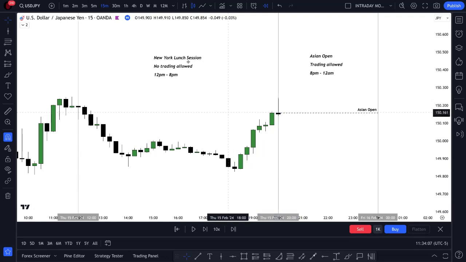So, since this is a dead zone, you wait for the next live session, which would be the Asian Open or the Asian Kill Zone. And that's from 8 p.m. to 12 a.m. All these times are in New York Eastern Standard Time. I'm going to be looking for the buy side and sell side liquidity that resides in this time period to trade this time period. A very simple approach.